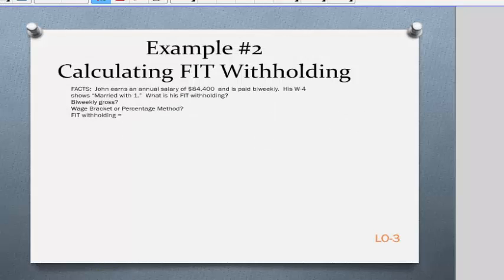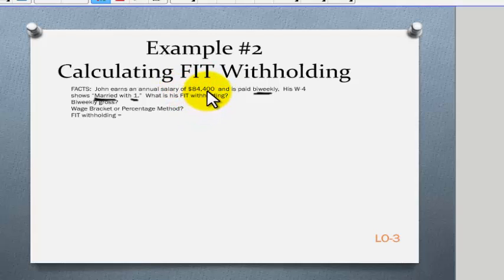Okay, so here we've got John. He earns an annual salary of $84,400 and is paid bi-weekly. His W-4 shows married with one. So what is his FIT withholding? So he's paid bi-weekly, he is married with one withholding allowance, and we've got an annual salary of $84,400.